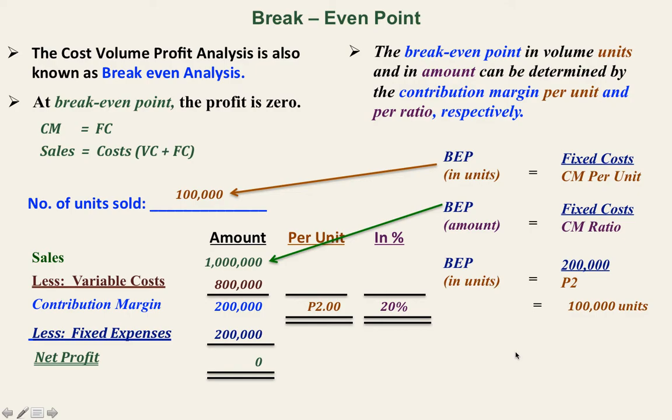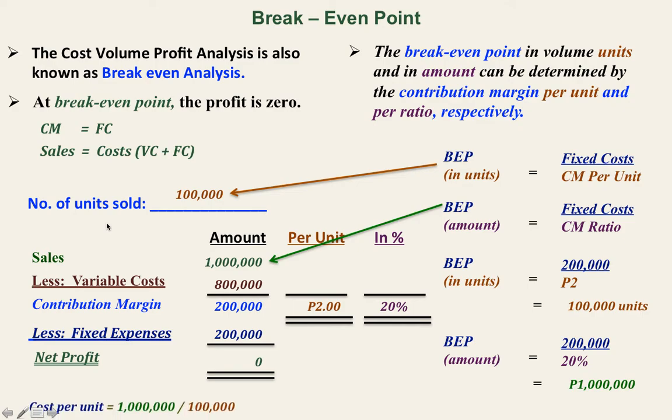In amount, we can calculate it: 200,000 divided by 20%, because we have to use the ratio, and you will get 1 million. However, we can also get it if we know the selling price per unit, by multiplying it with the number of units sold.